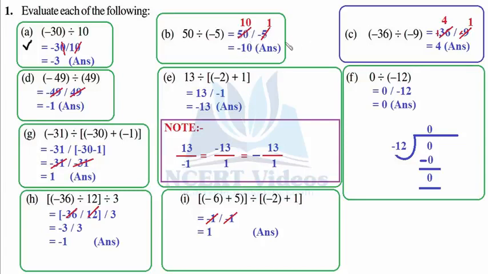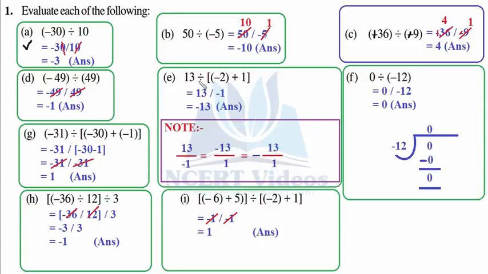Now C part, minus 36 divided by minus 9. Here minus minus sign get cancelled out, becomes positive, and 1 9s are 9, 4 9s are 36. Therefore the answer is 4. Now D part, minus 49 divided by 49. 49 cancel out, minus sign is left, so the answer is minus 1.